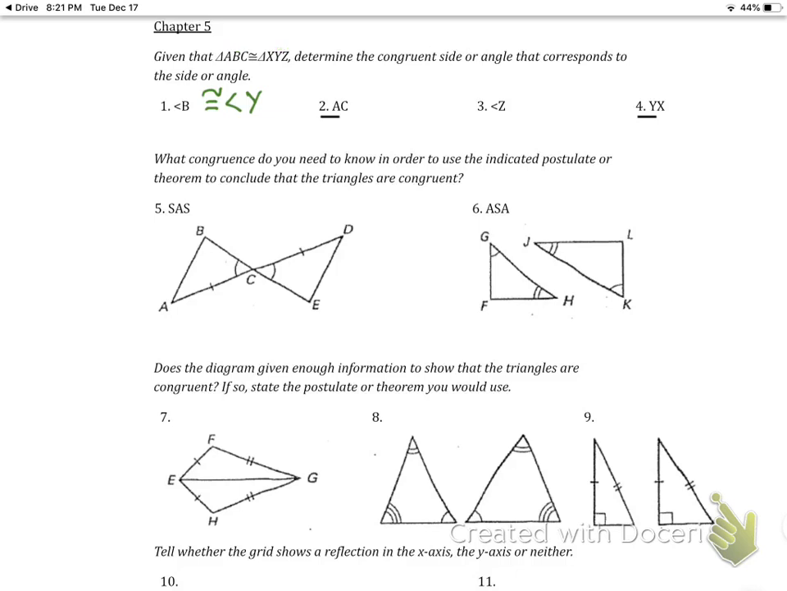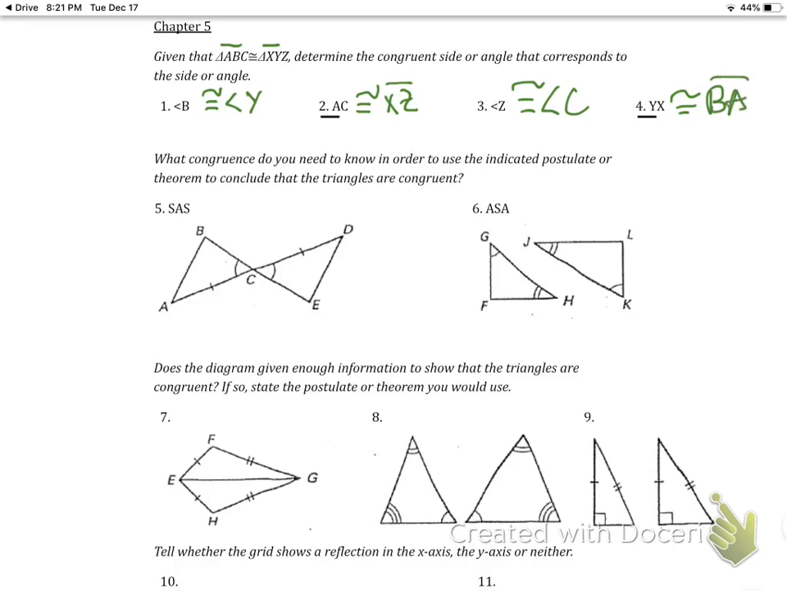We see AC is the last letter and the first letter, so that means it's congruent to the last letter and the first letter, XZ. We have angle Z. Angle Z is our last one, which means it's congruent to the last one in the first triangle, so it's congruent to angle C. And then we have YX. YX are the first two, but written in reverse. So that means it's the first two here, written in reverse, BA. So that's a nice refresher.